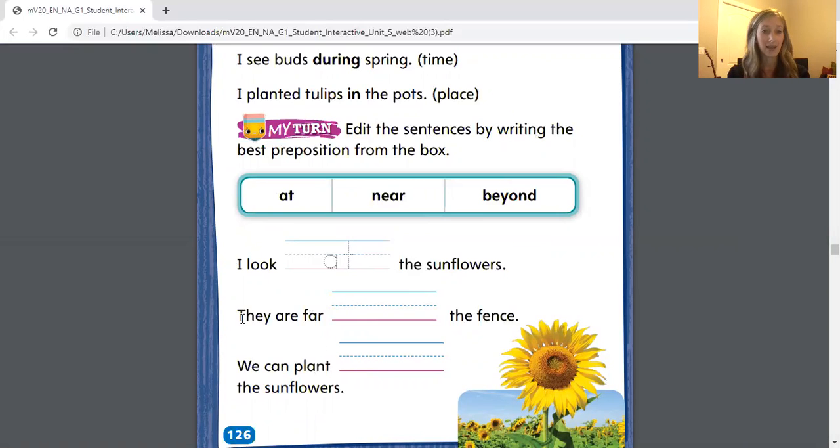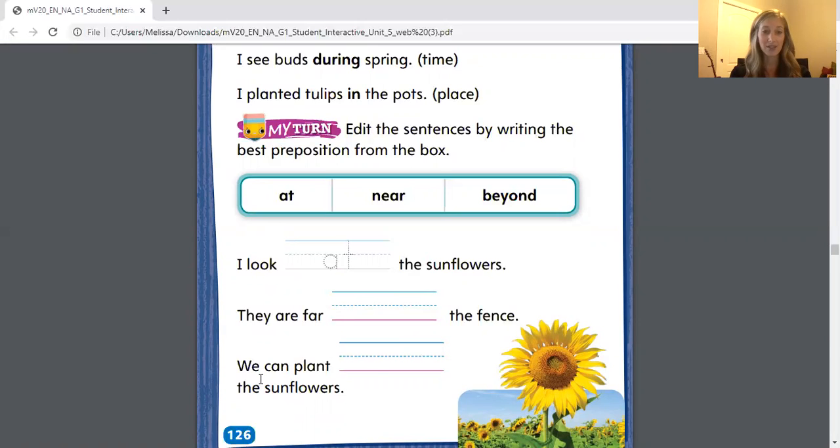Let's read our two sentences so we can use process of elimination to figure out which word goes where. The next sentence says, they are far blank the fence. Near or beyond? Our next sentence says, we can plant blank the sunflowers. So in this first sentence again, it says they are far blank the fence. So if they are far, would we say they are far near the fence? That just doesn't make sense because far and near are antonyms, they're opposites. So we would say they are far beyond the fence, much further beyond the fence. So you need to write beyond.